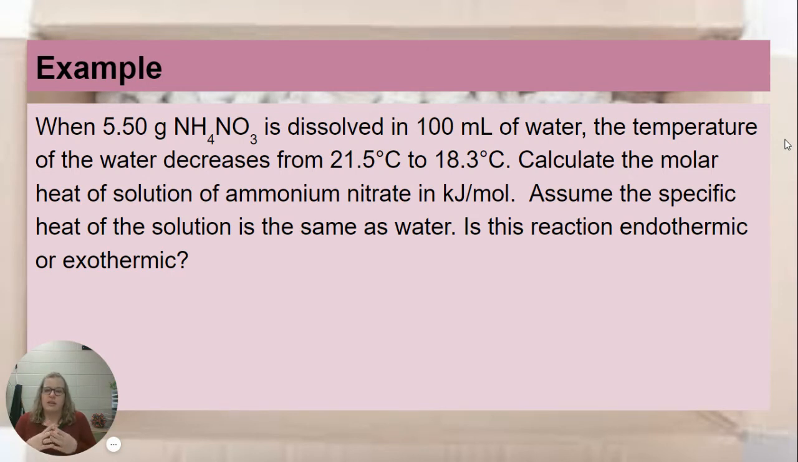If you look at the example, it says when 5.5 grams of ammonium nitrate is dissolved in 100 milliliters of water, the temperature of the water decreases from 21.5 degrees Celsius to 18.3 degrees Celsius. Calculate the molar heat of solution of ammonium nitrate in kilojoules per mole. Assume the specific heat of the solution is the same as water, and is the reaction exothermic or endothermic?